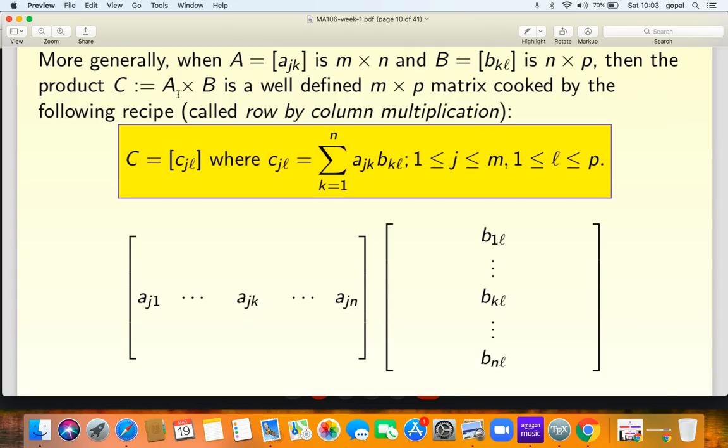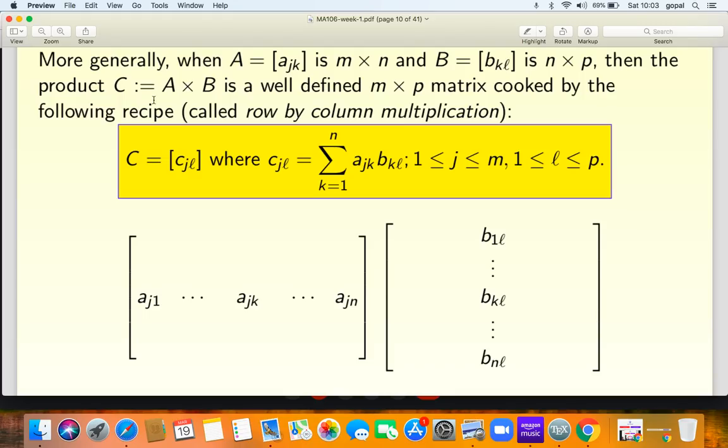I don't like this multiplication symbol. I would like to call it C equal to AB. The multiplication symbol should be suppressed. C equal to A into B is just AB. Just put the two letters together. That's all. That's the standard notation.